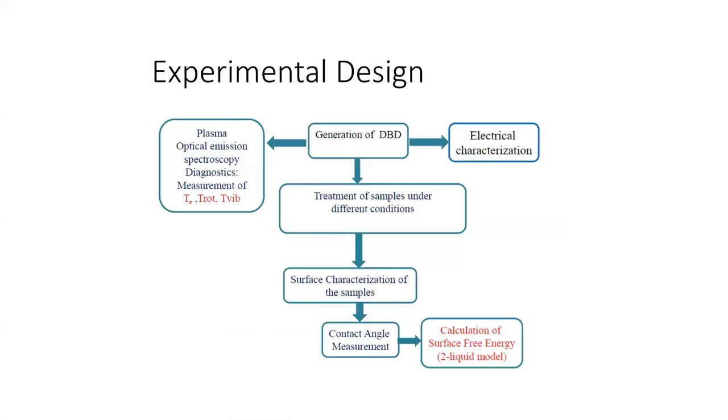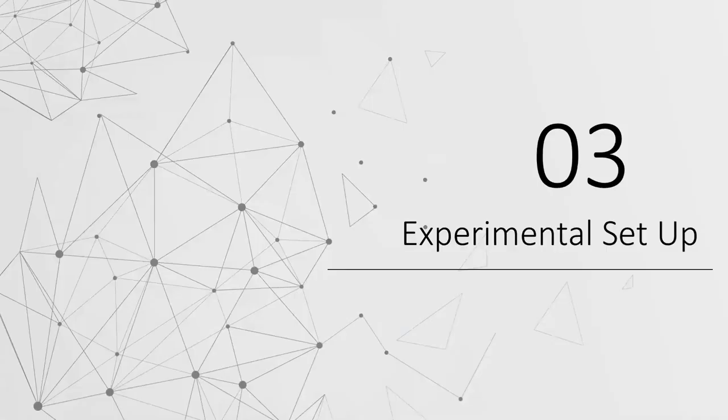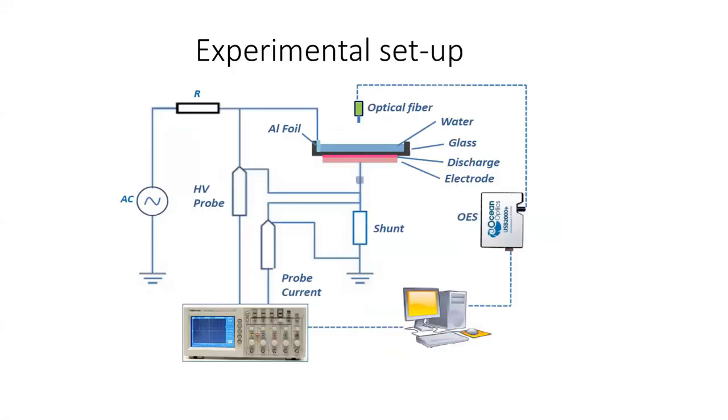Now here is my experimental design. This is the experimental design for this experiment, and this is the typical experimental setup used. Here the discharge was generated using a high voltage power supply of 0 to 20 kilovolts operating at 10 to 30 kilohertz, with water as one of the electrodes, and borosilicate glass as a dielectric barrier of 2.5 millimeter thickness. The discharge obtained was investigated by image analysis and optical emission spectroscopy.